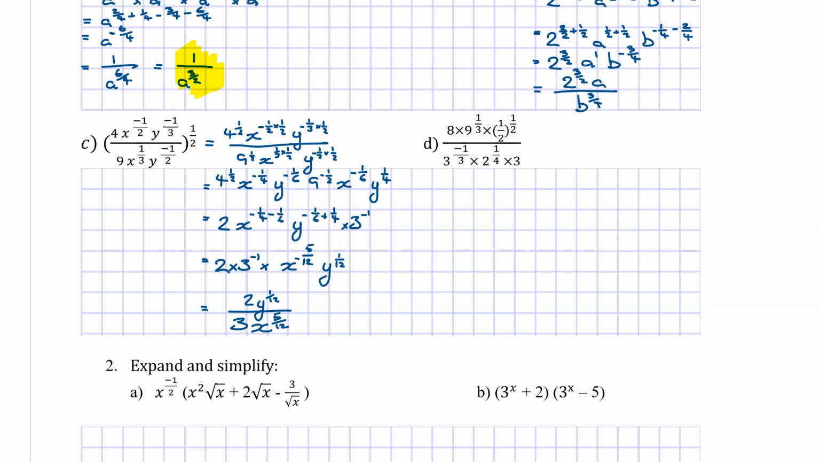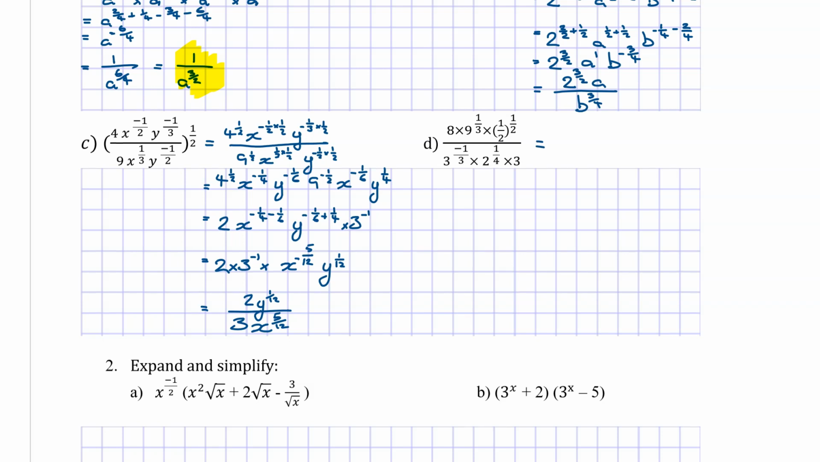So notice in question D, rather than dealing with an expression that has variables in it, notice all of the features of this expression, or all of these factors, are numbers. There are no variables whatsoever. But look more closely at the numbers. We've got 8, 9, half, 3, and 2. All of these numbers can either be expressed as a base of 2 or a base of 3.